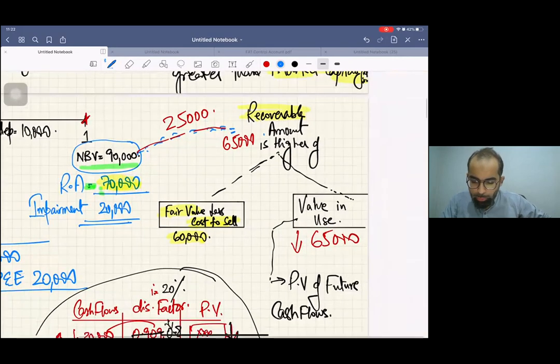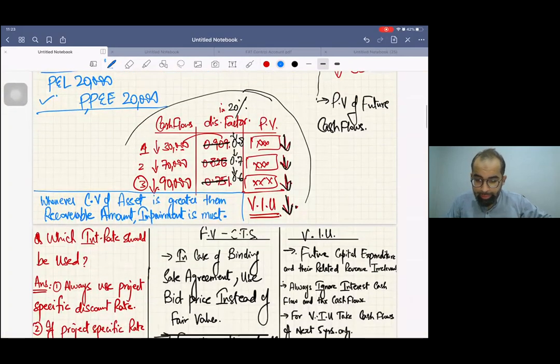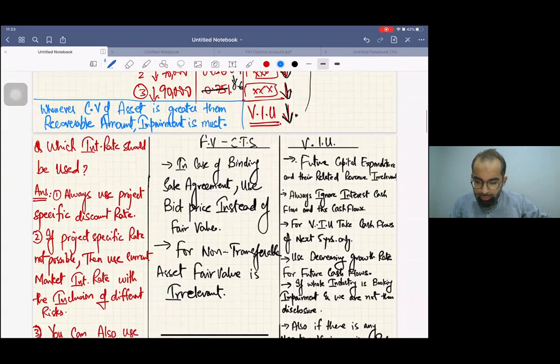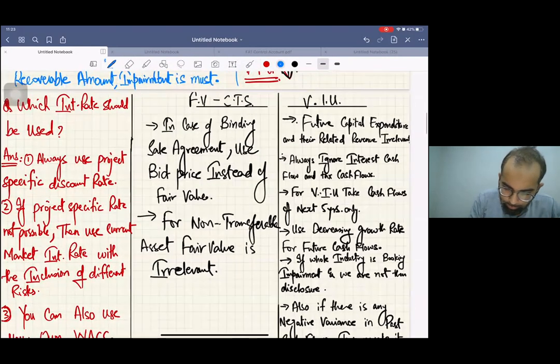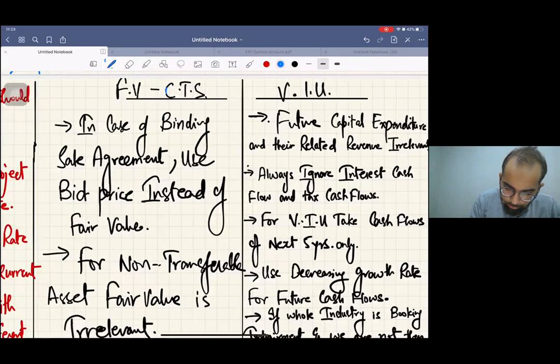So, a few important and advanced points for you. First of all, look at the screen. Fair value minus CTS means fair value less cost to sell. Now, the first point: in case of a binding sale agreement, use the bid price instead of fair value.